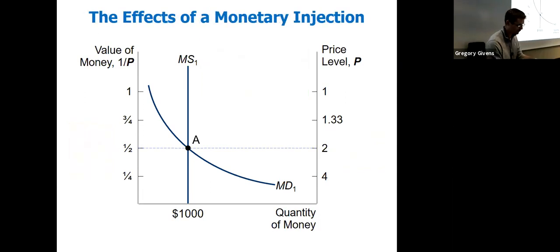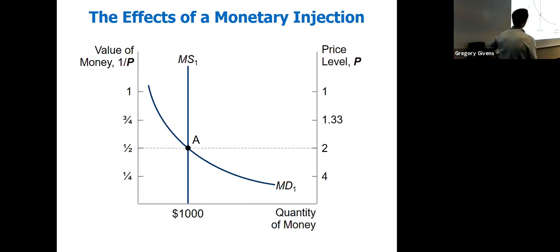Let's work through an exercise together here. I want to use this framework, this supply and demand framework, that is this quantity theory of money, to analyze the effects of a change in monetary policy. Okay? So here's the setup. Let's suppose that the Fed announces an open market purchase of bonds in order to increase the money supply.